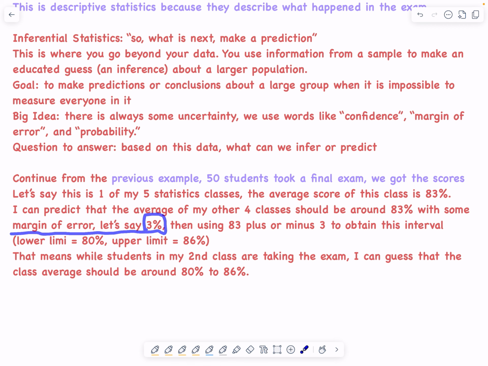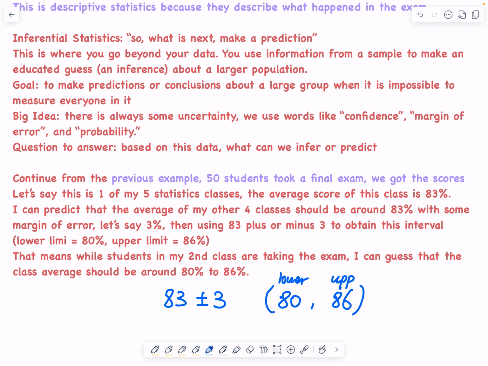Let's say 3%. How do we use the 83 and the 3%? Easy. We will be using 83% plus or minus 3. 83 minus 3 is 80. 83 plus 3 is 86. So that creates an interval. This is the lower limit, and then this is the upper limit. So let's say in the other 4 classes, my prediction is the average should be around 80 to 86%.